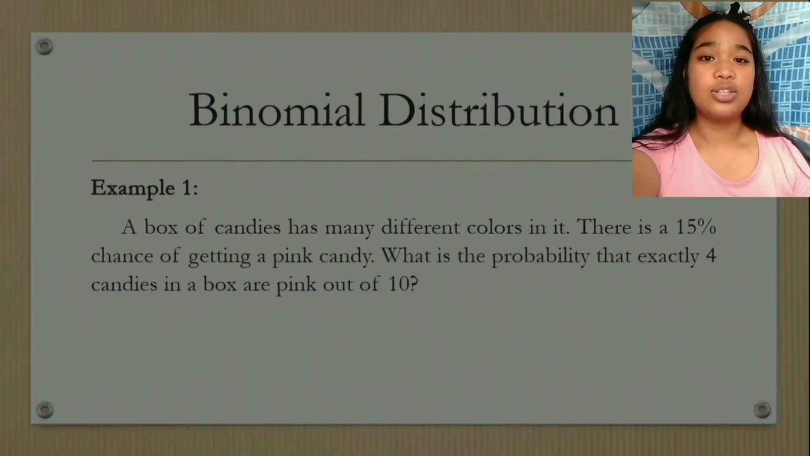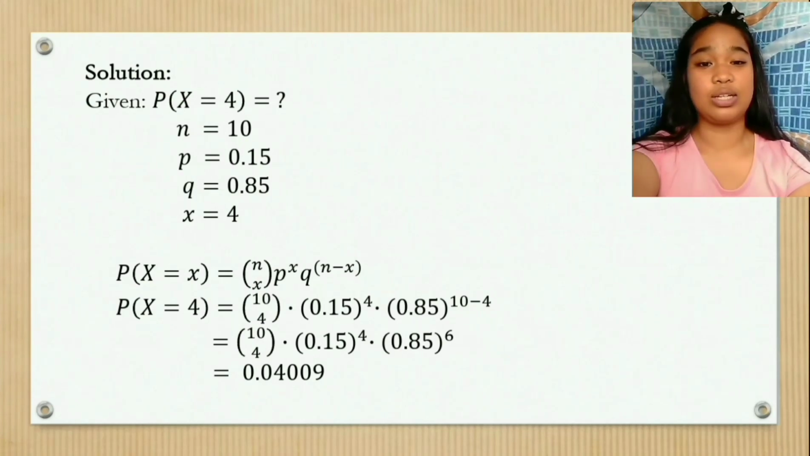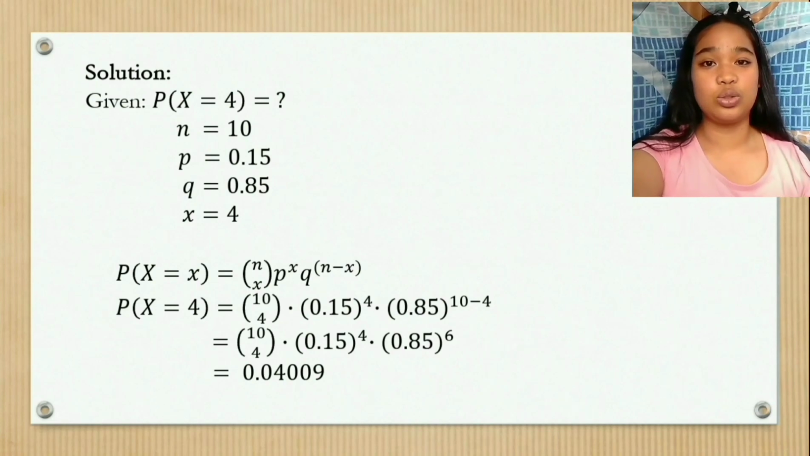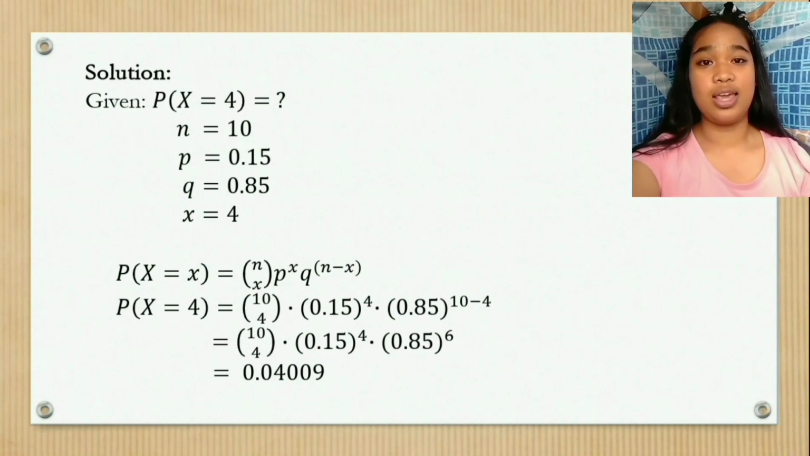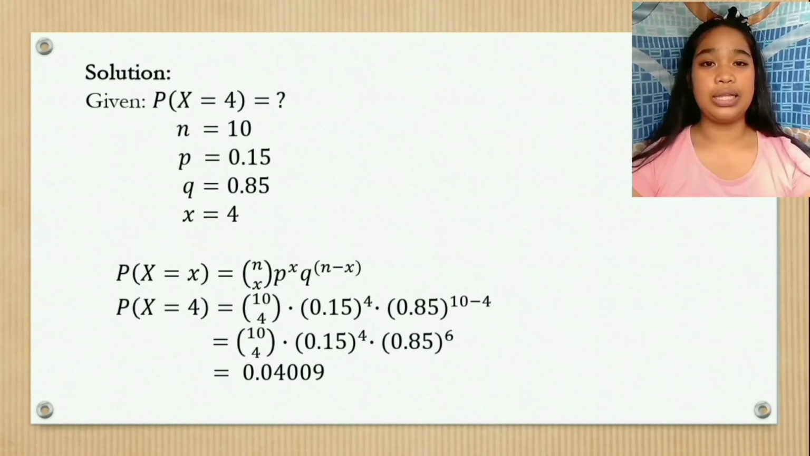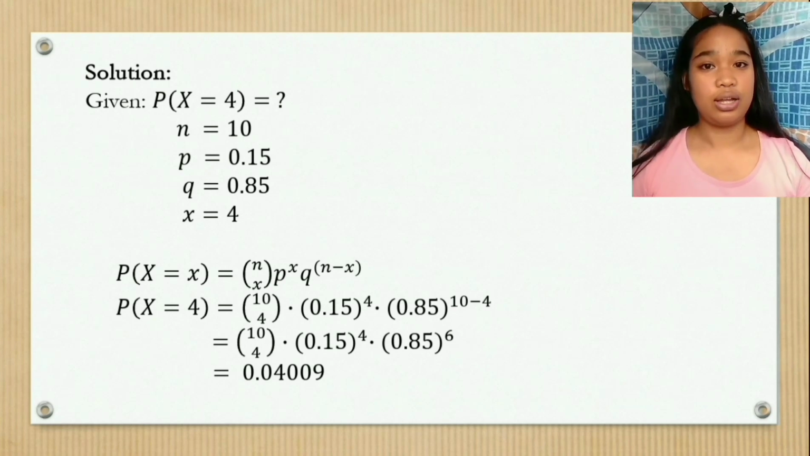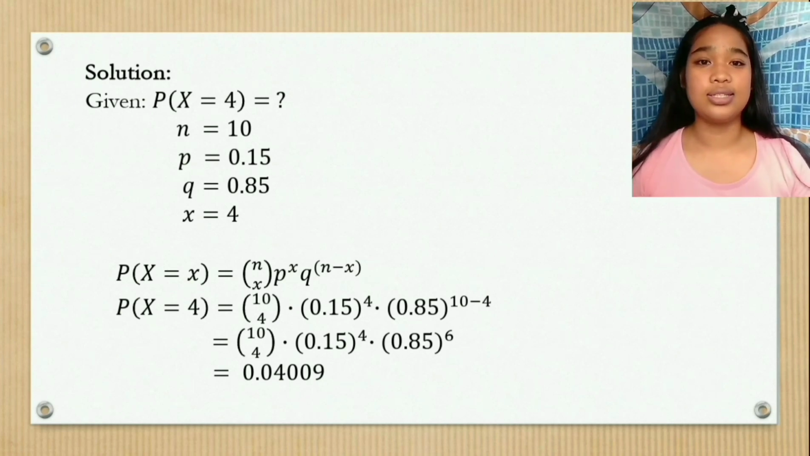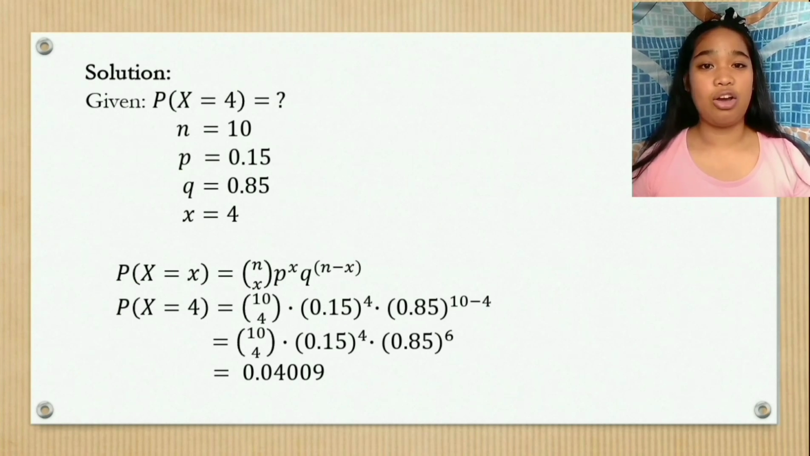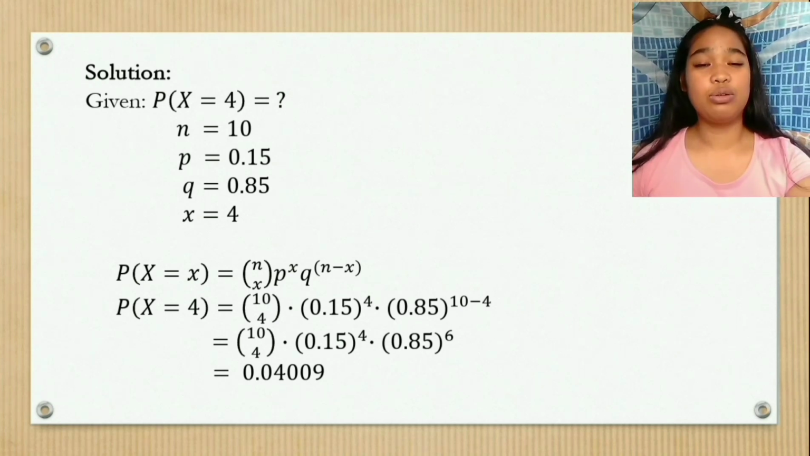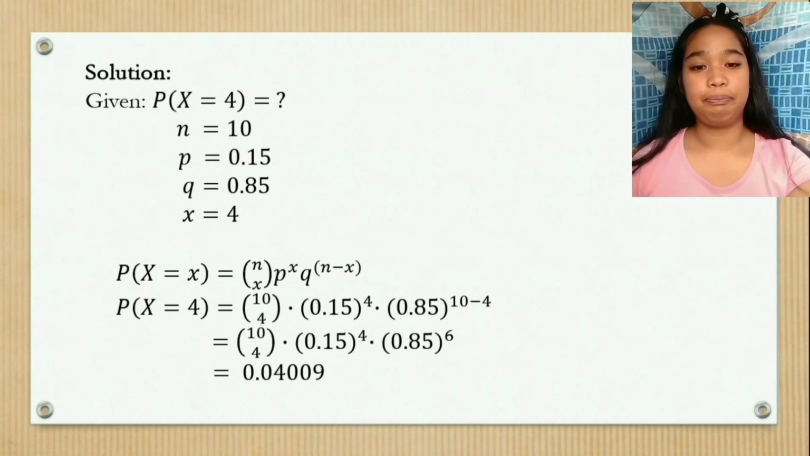So, solution. Ang given nato diri kay probability of x equals to 4, kay mao man atong pangitaon. Then, n equals to 10, kay naay 10 ka pink candies. Then, p equals to 0.15, kay mao ang probability of success nga naay 15% chance nga makakuha tag pink nga candies. Then, ang q kay 0.85 kay ang probability of failure. Para makuha pod ang q, minusan nato ang 1 og p.